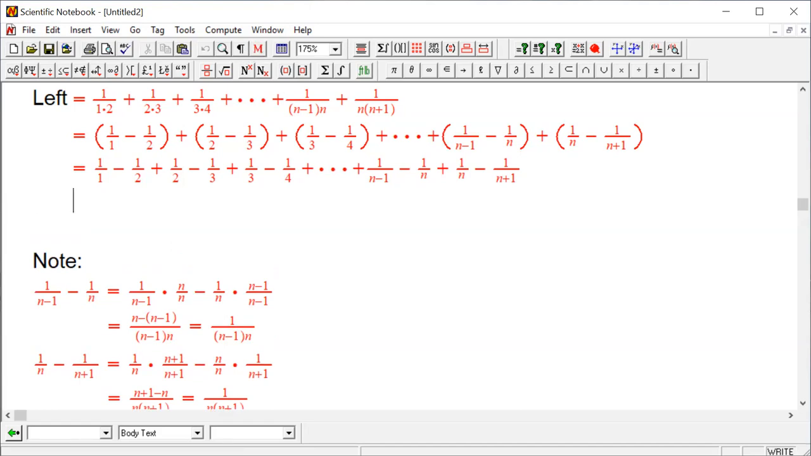So in the end, what you see here is that you just have 1 minus 1 over n plus 1.